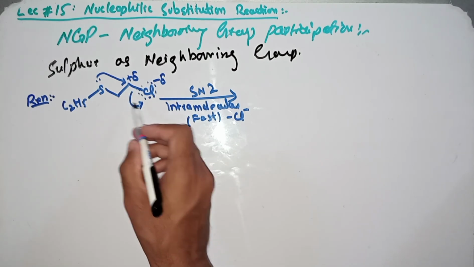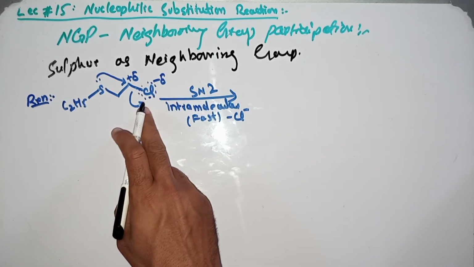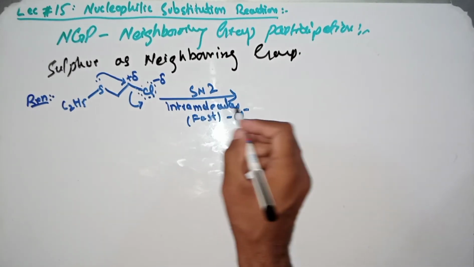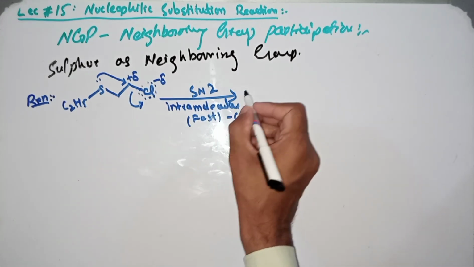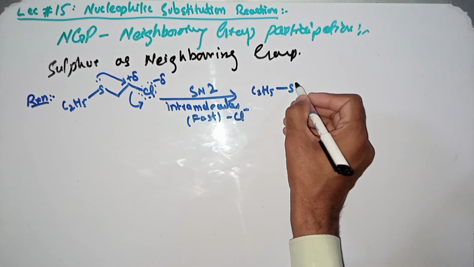At this bond, this electron will be shifted toward chlorine, and chlorine will be lost and removed as a negative ion, an anion. And also an intermediate product will be produced in the cyclic form. It will be like this.